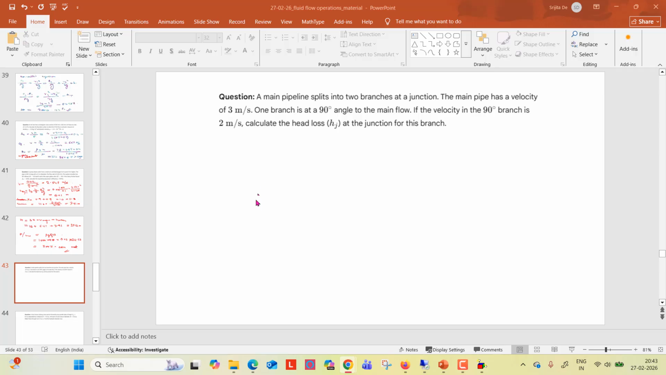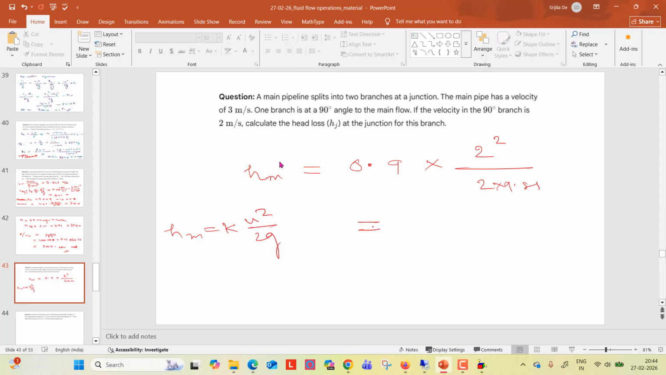So the minor head loss for the 90-degree branch, K is 0.95, as we have seen, into U square, that is 2 square, by 2G. The expression for minor loss is K into V square by 2G. So it is coming as 0.183 meter.